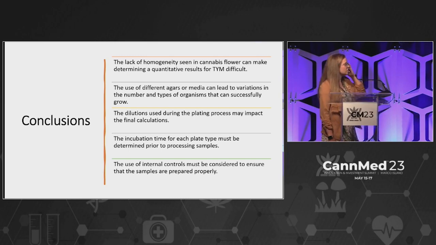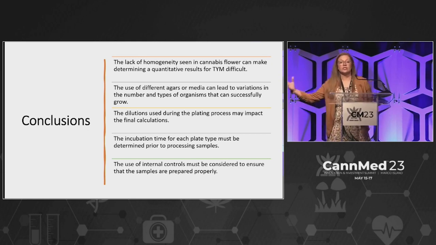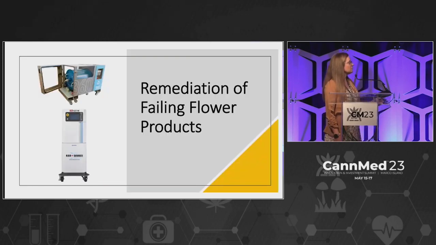And then also the use of internal controls is something that I think we should consider. I don't know how to go about doing this, but I figured what better of a conference to say, this would be a great thing to have. Think about qPCR. We use an internal control to make sure our extraction worked, to make sure we did it properly. The chemistry side, we use internal standards to make sure things worked properly. So is there a way to implement something like that into the plating process?